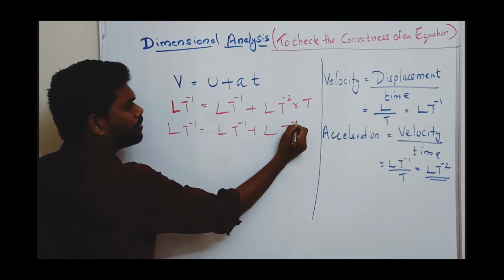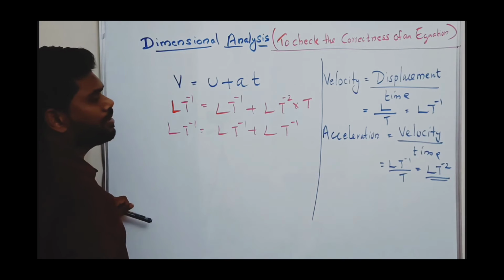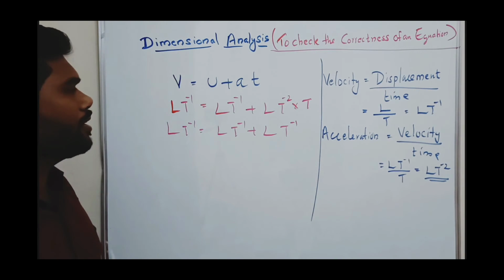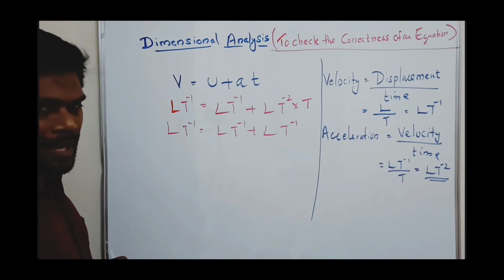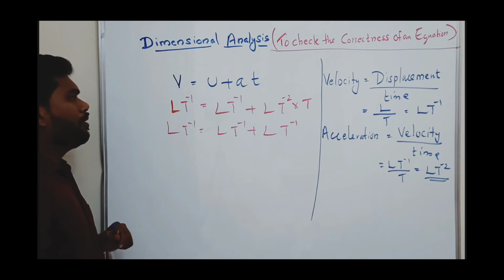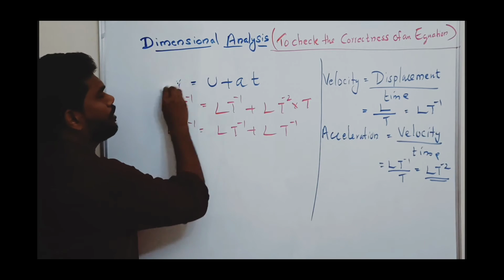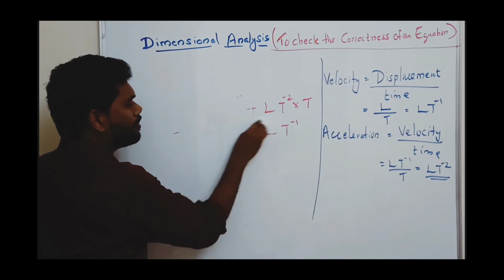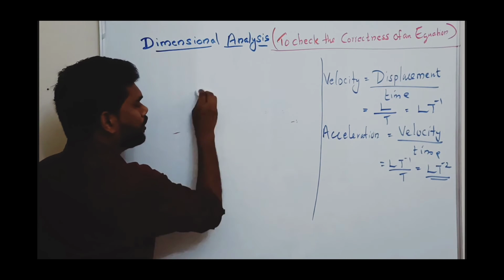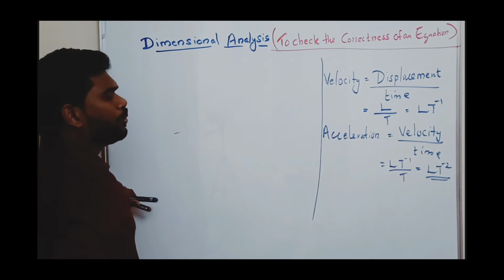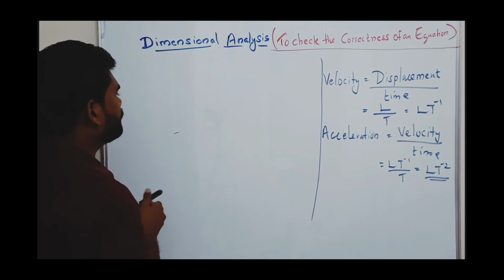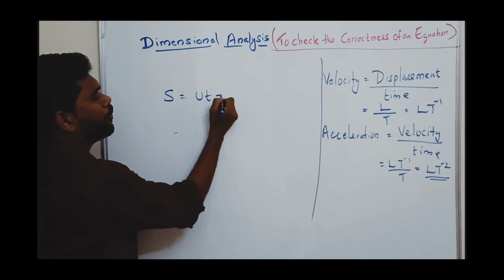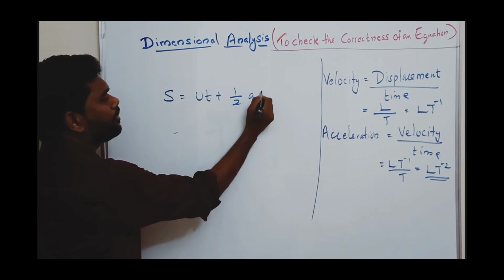So you can call this equation dimensionally correct. Equation v = u + at is dimensionally correct. Let us take another equation now: s = ut + 1/2 at^2. We'll see the second equation and check whether the equation is dimensionally correct or not. So this is the equation s = ut + 1/2 at^2.